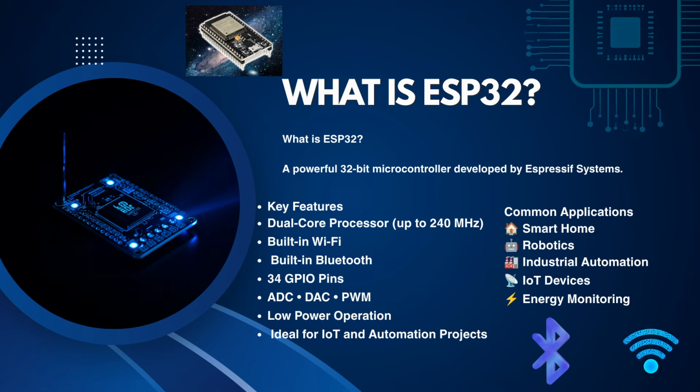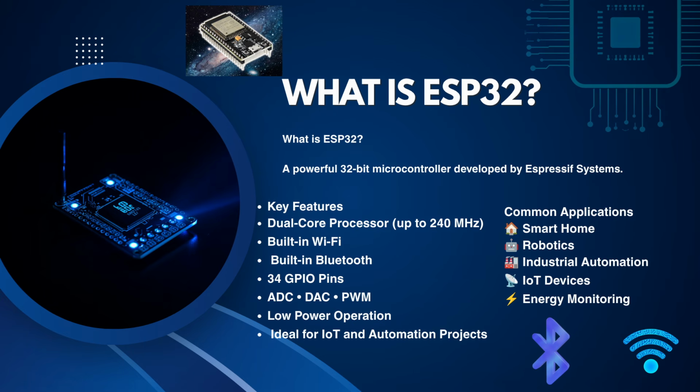It also includes built-in Wi-Fi and Bluetooth, making it ideal for wireless communication without requiring additional modules. The ESP32 provides up to 34 general-purpose input and output, or GPIO pins, which allow you to connect sensors, displays, relays, motors, and many other electronic devices. It also supports analog to digital conversion, digital to analog conversion, and pulse width modulation, enabling accurate sensor readings, analog signal generation, and motor control.